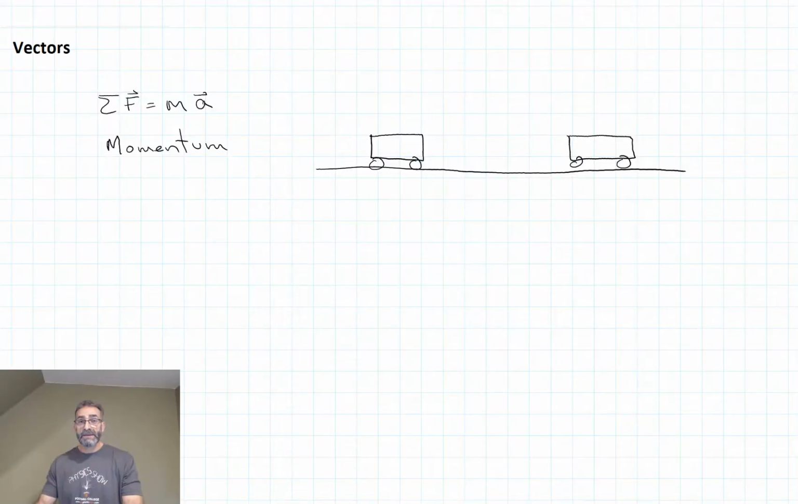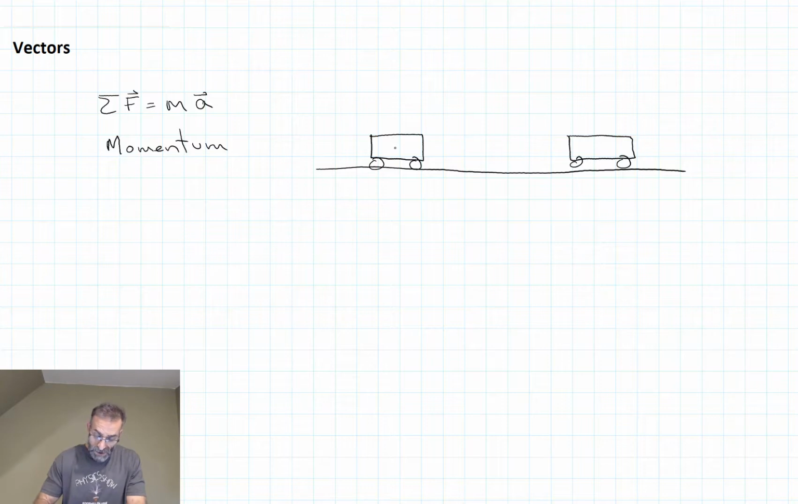In the last video, we looked at vectors and how they affect our force equations. Now we're going to take a look at momentum and see how it's affected when we treat momentum as a vector quantity, which it is. Let's take a simple example, two carts on a frictionless track.